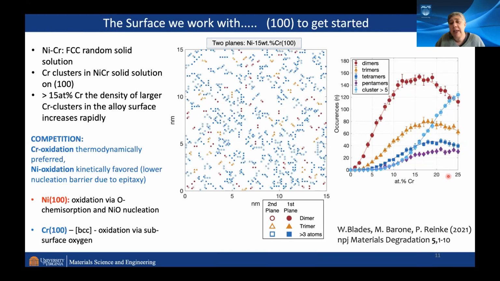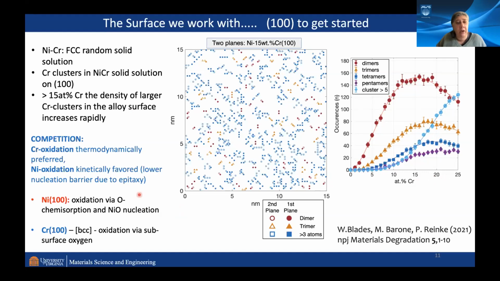And if you look at the size of the clusters as a function of composition, you can see if you go over 15 to 20%, you start to have very long connected chromium clusters and structures already. And we do think that plays a role in promoting corrosion resistance, formation of chromia above this concentration.